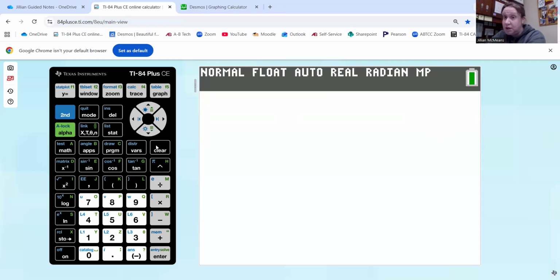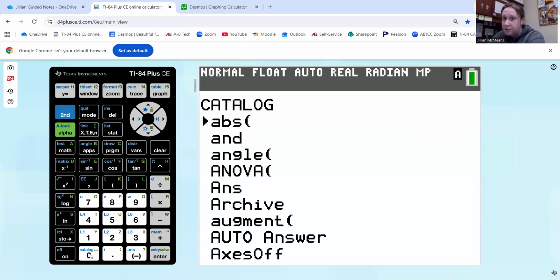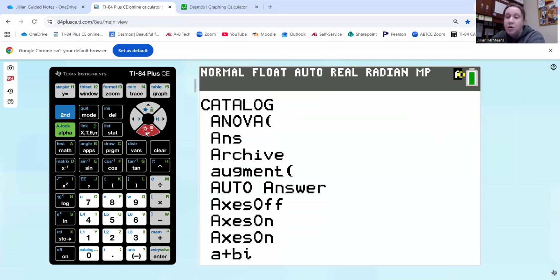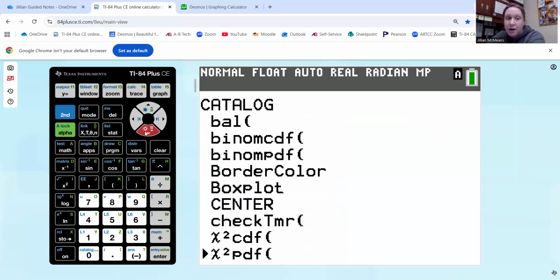So let's do this one more time just to make sure. We go second, 0. That pulls up the alphabetized catalog of all the functions this calculator will do. We scroll until we get to diagnostic on.